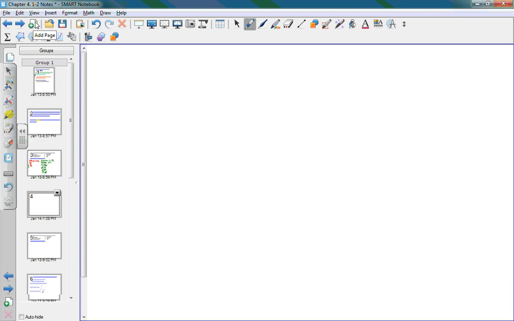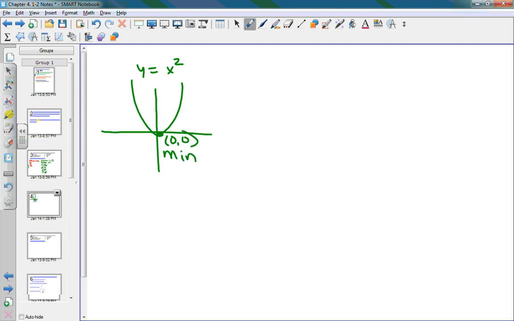Okay? If I have y is equal to x squared, what we have going on here is a U going through the point (0, 0), which would mean I have a minimum value. Do we understand that? If I have a minimum value there, this indicates that my vertex is going to be the point (0, 0). And more importantly, I want to talk about domain.